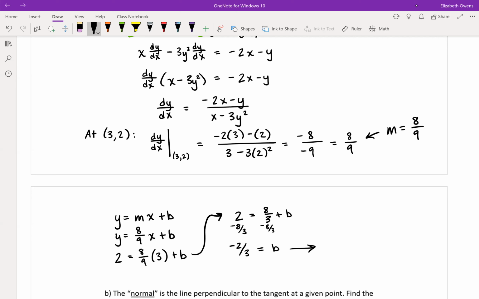And that'll give us our equation for the tangent line. y equals 8/9 x minus 2/3. And there we go. And in the next video, we'll look at how to find something similar to this.